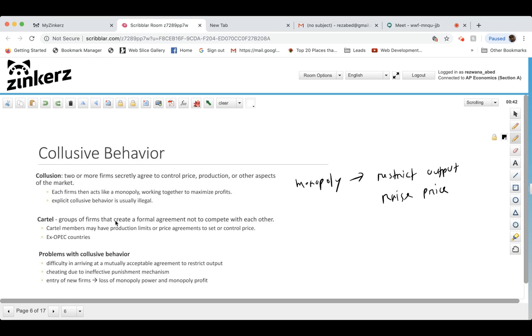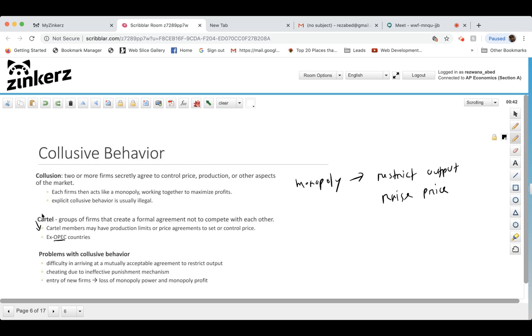And then when groups of firms create a formal agreement not to compete with each other, we call them a cartel. And we said that the most prominent example of cartels in our world today is OPEC, the Organization of Petroleum Exporting Countries, that have this formal agreement about global oil production and sales. Okay.